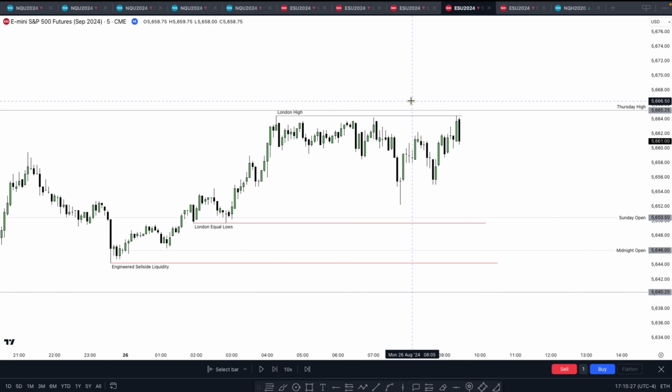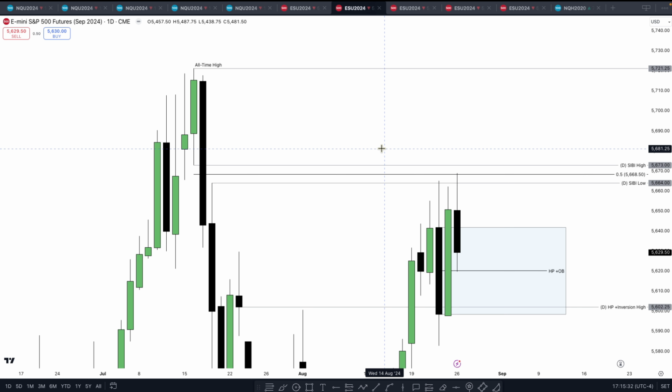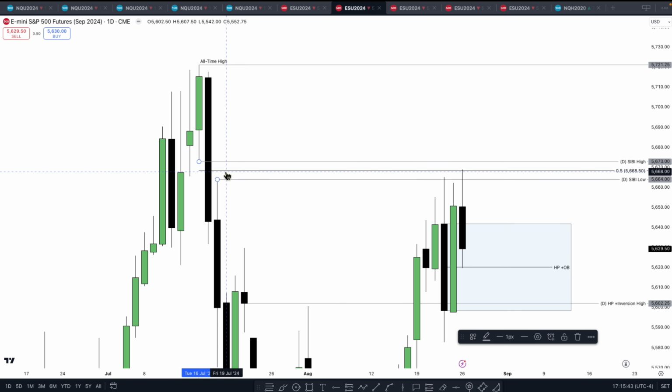Okay, so before we go down to the 1-minute charts, I do want to look at the daily chart. And if you recall from the weekly outlook video, guys, this was the daily SIBI that we were watching. This is from July 17th's daily candle, and we have the daily SIBI low, the daily SIBI high, and this important level running across your screen right here.